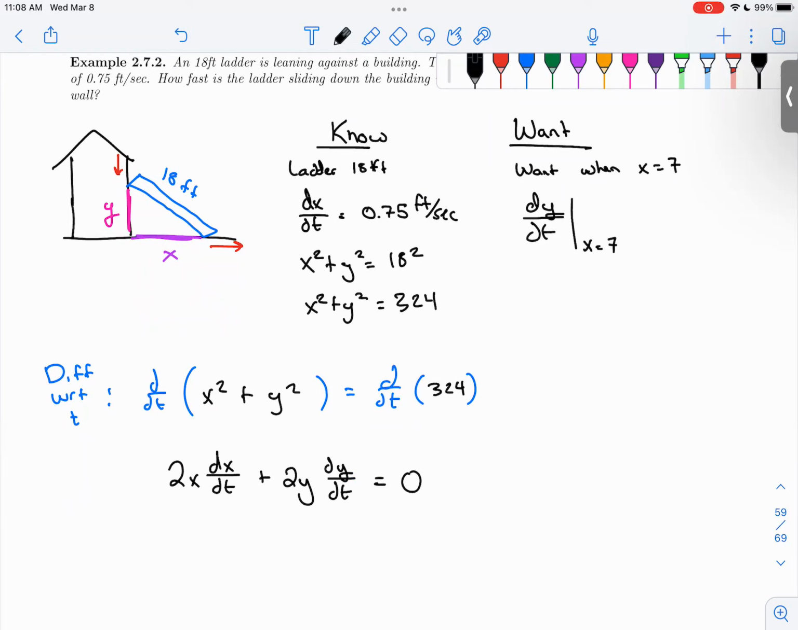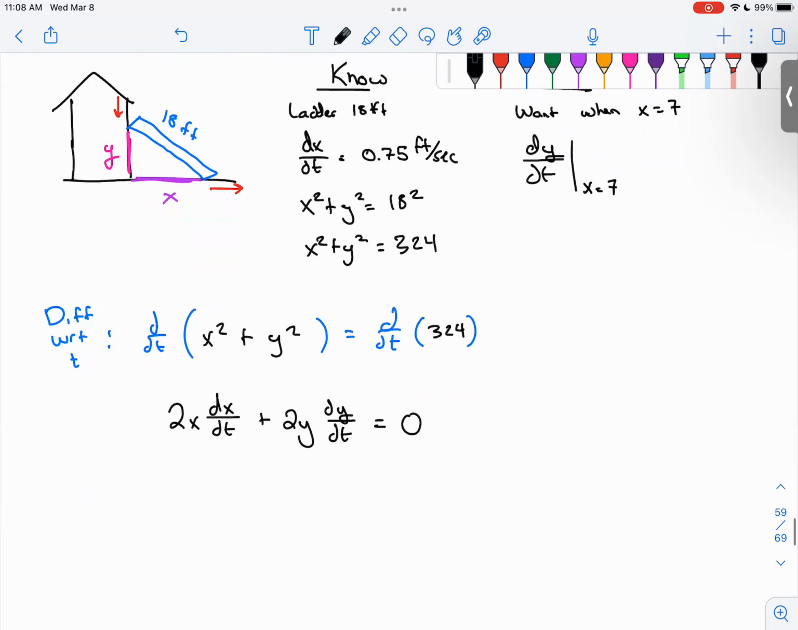So we now can plug in our values. But I'm going to do a little thought bubble over here. x equals 7. What is y? Because we know what dx/dt is, it's 0.75. We know what x is at 7. We want to find dy/dt, but we can't have another variable that we're trying to solve for. That would be like trying to solve a two-variable equation, which we cannot do in this course. How can we find y?